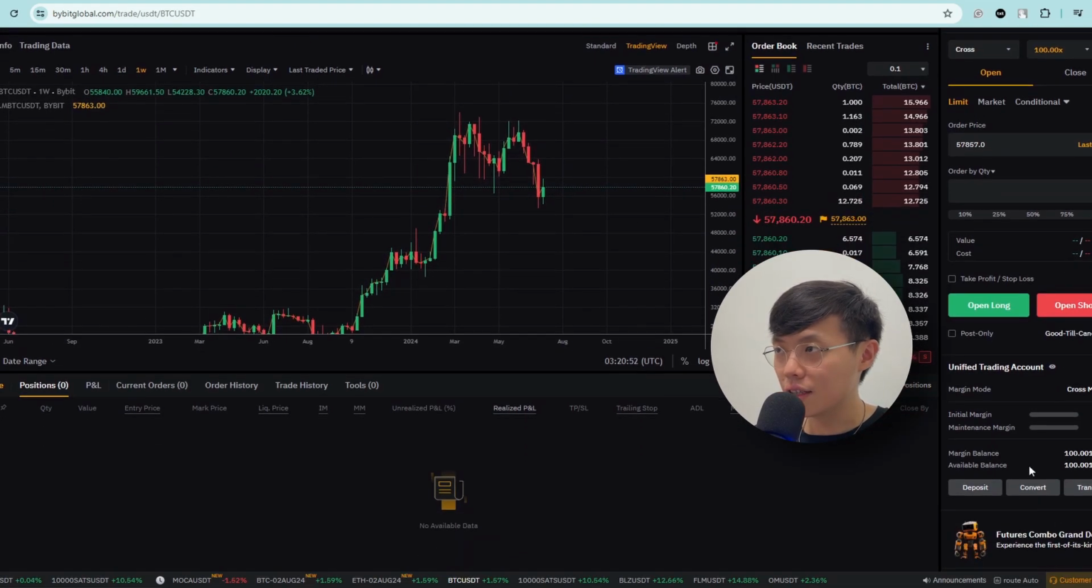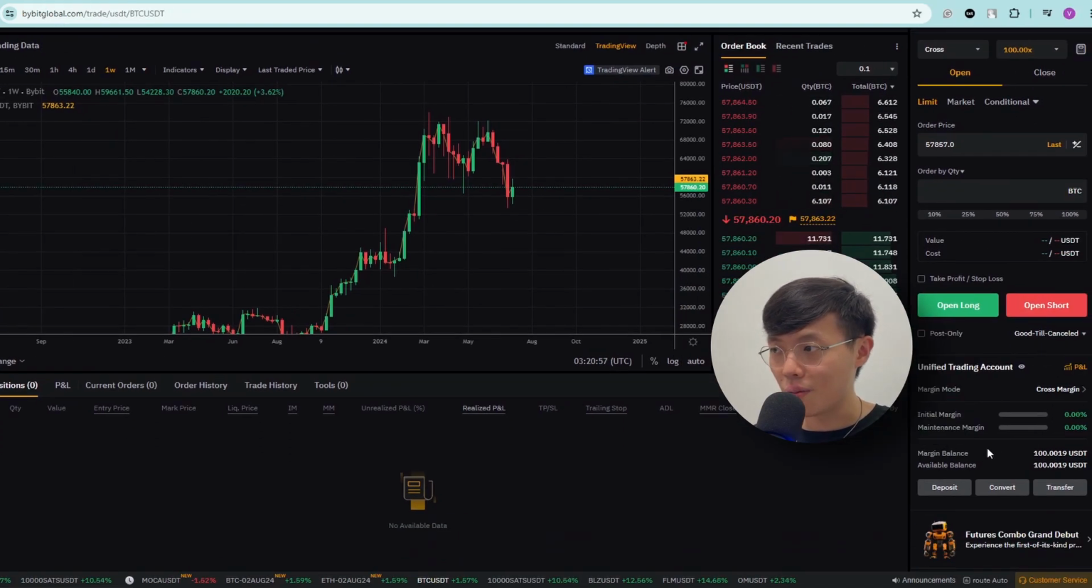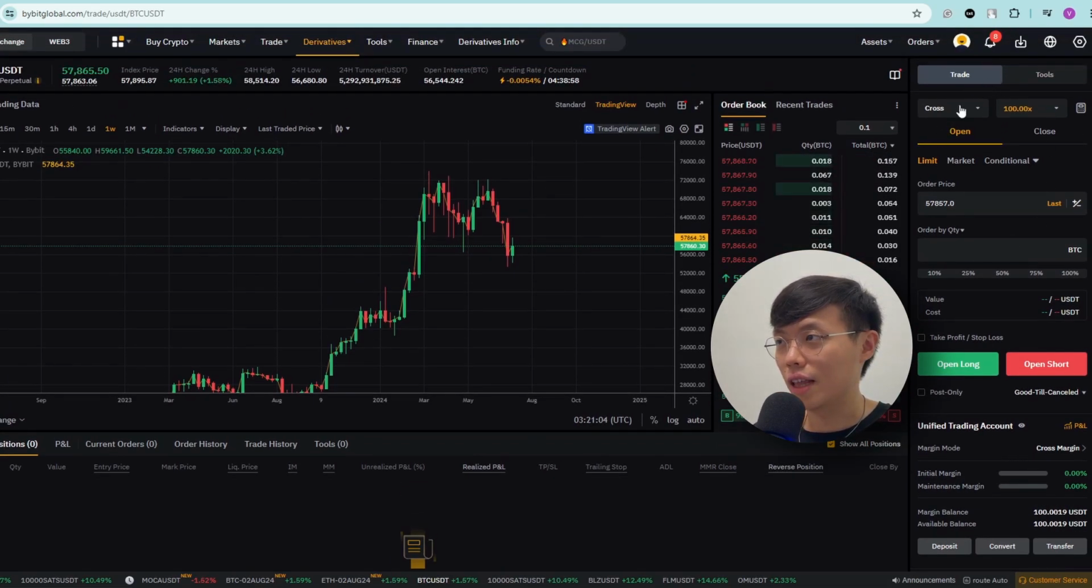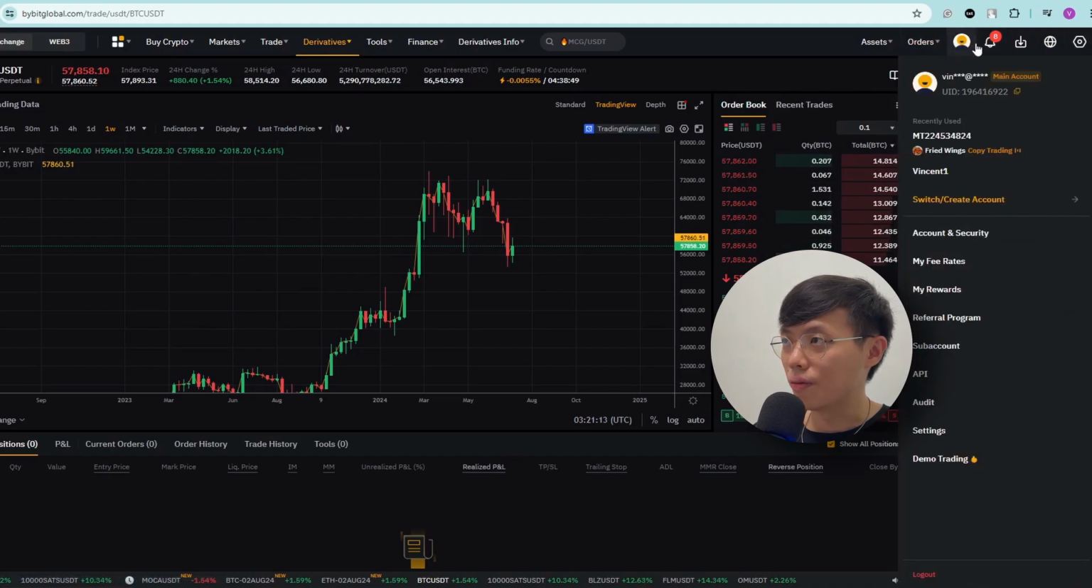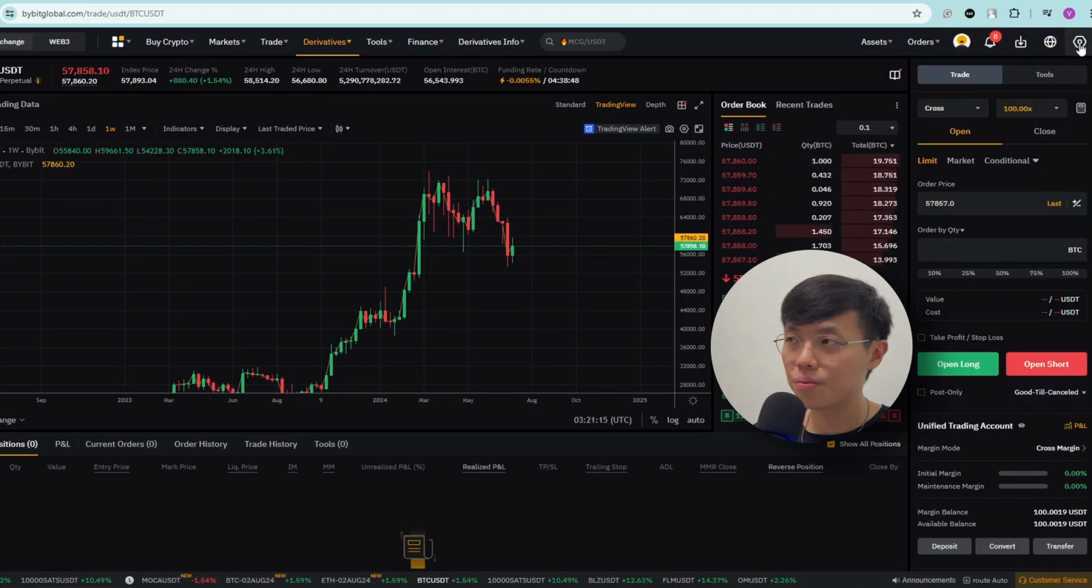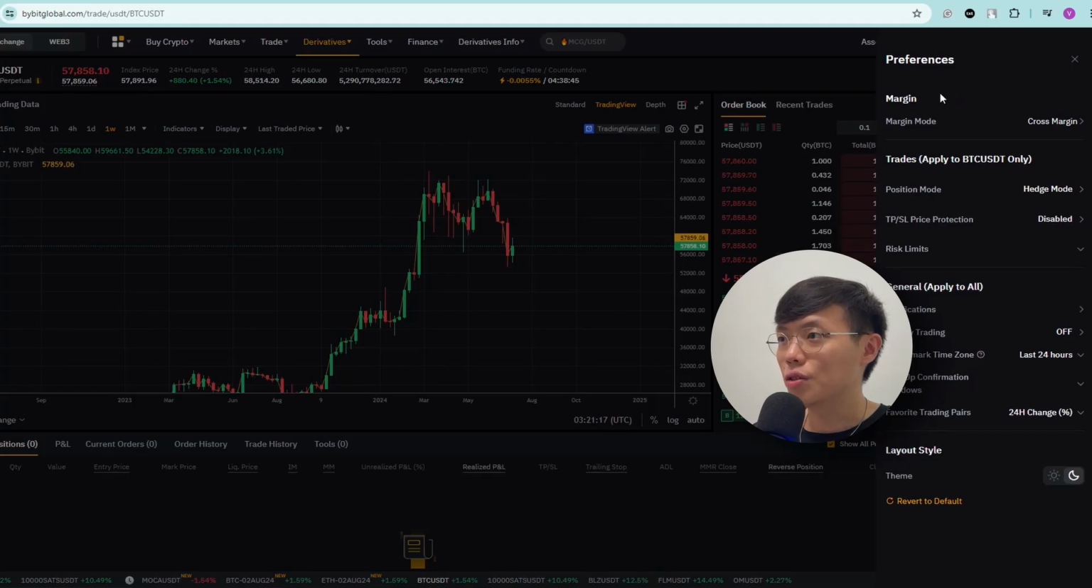If you look at this left hand side here, you can see your margin balance. So this is your balance, the money in your account. And this is where all the settings that you need to set beforehand are. So go to this setting right here at the top, beside your profile, you can see this setting icon. Press on it. Then you want to click this margin mode. So you click on it.